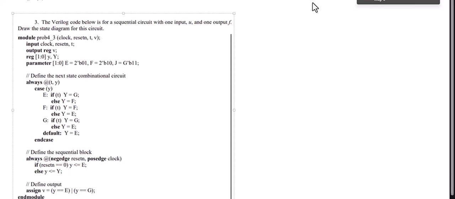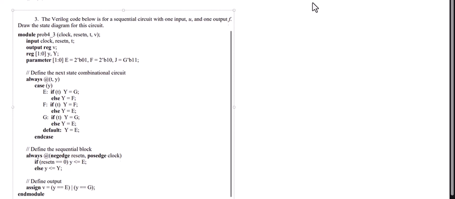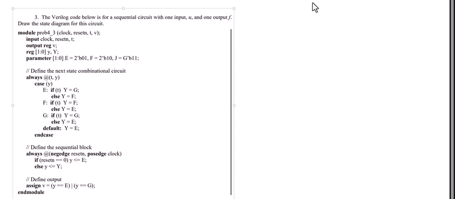I did this problem in the review session, but somehow I managed to mess up the recording, so I'm re-recording it. I'm given Verilog code, and I'm supposed to draw the state diagram for it.